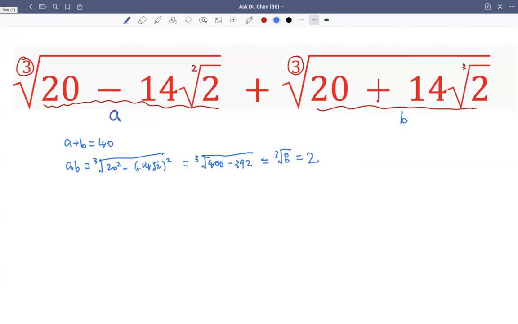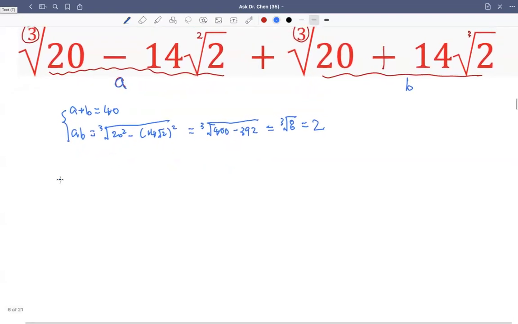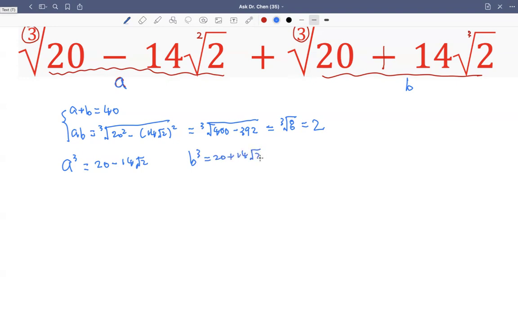Okay, two beautiful values for us to use. A plus B is 0. A times B is 2. Now let's think about A cube. Because A is a cubic root, if we do A cube, we only get a radicand. So we get 20 minus 14 radical 2. And B cube is 20 plus 14 radical 2.